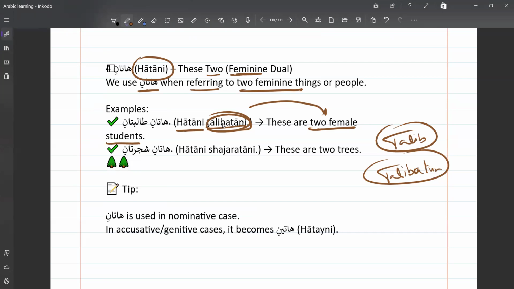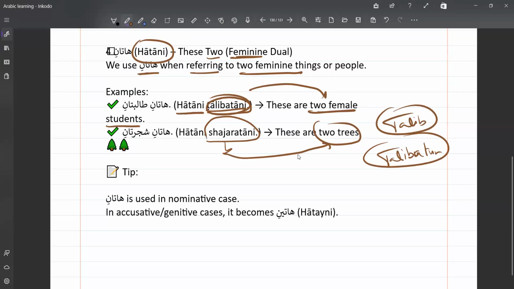Hatani talibatani. Hatani shajaratani. Shajaratani means two trees. And again, trees in Arabic are feminine, so we will use the word hatani to refer to the trees. Hatani shajaratani. Again, we use the word hatani for the trees, right?